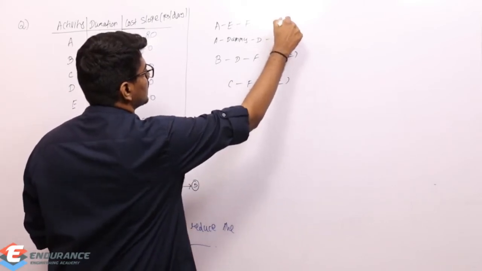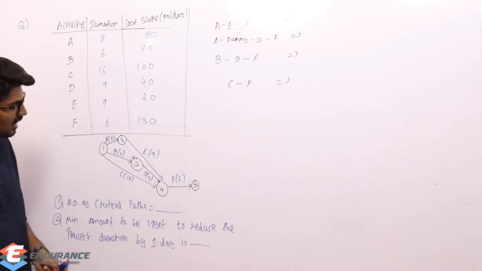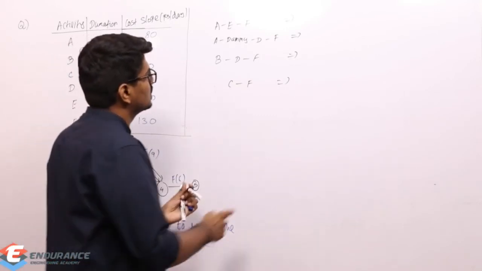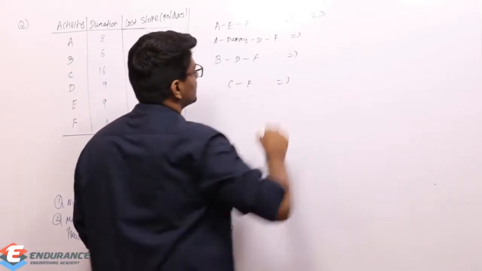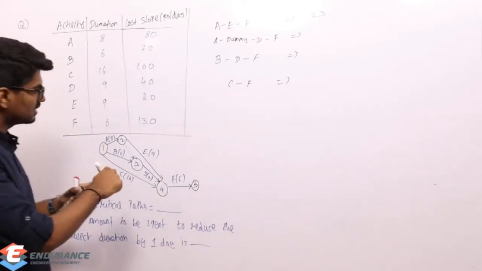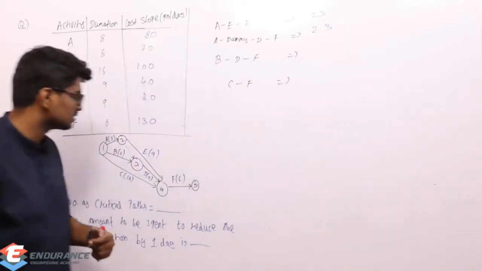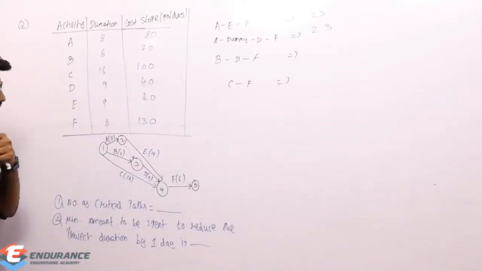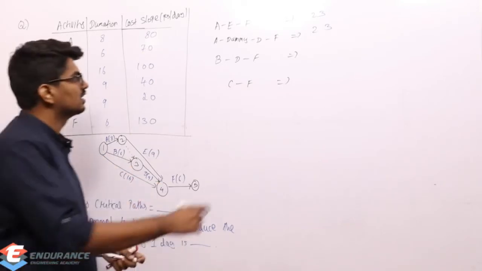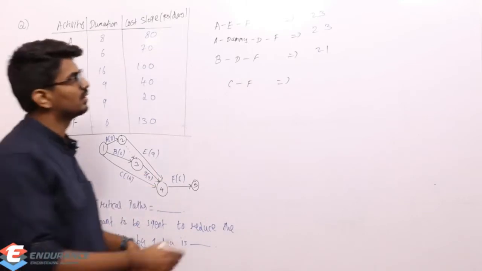Now we need to find the duration. Very simple, right? A, E, F is 17 plus 6, which is 23. A, dummy, D, F is again 17 and again 23, so there is no change here. B, D, F is 15, it's going to be 21, and C, F is 16 plus 6, which is going to be 22.